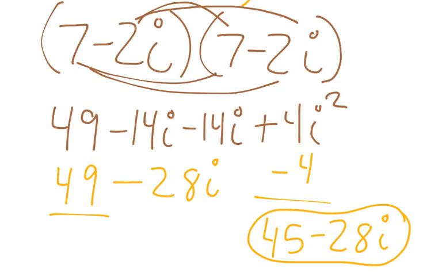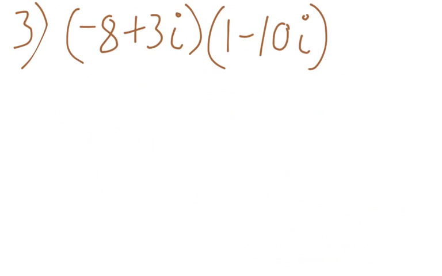So what I have then is 45 minus 28i. And that is the most reduced, simplified, best answer, perfect points to give. Let's try another one. This one, if you want to, why don't you pause the video, do it yourself, skip ahead, see if you got it right. If you can. If not, watch me do it right now.